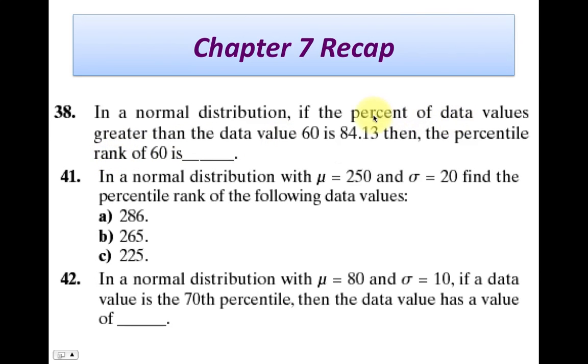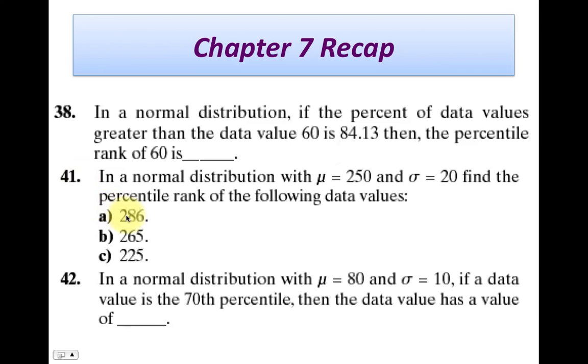So if you're told that the area to the right of that raw score, because it says greater than, is 84.13, then you could easily find the area to the left of that raw score by subtracting 84.13 from 100, and that would give you the percentile rank.